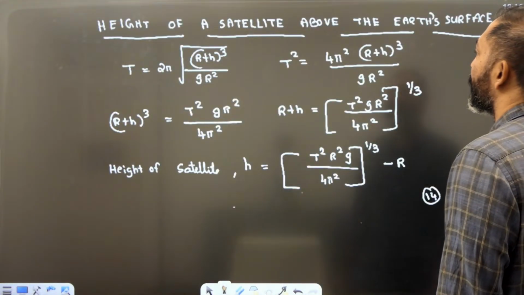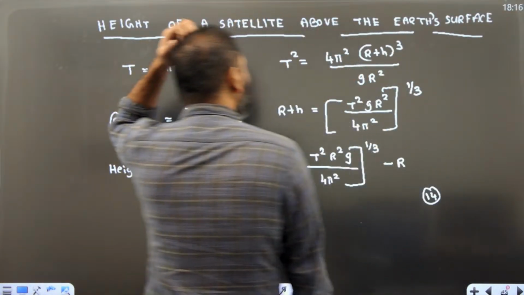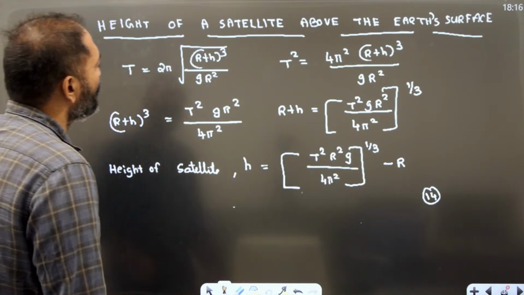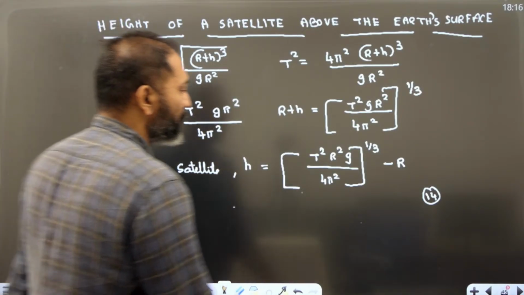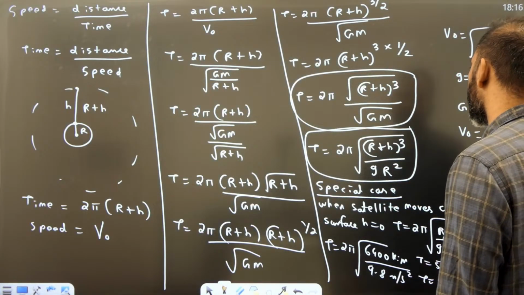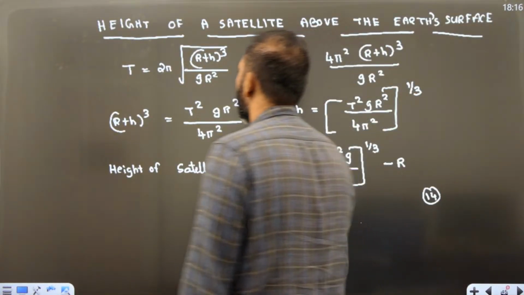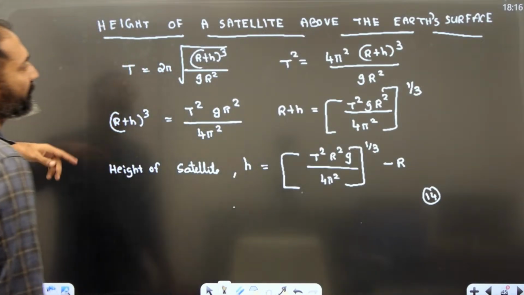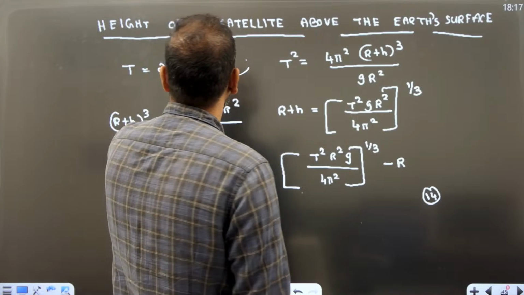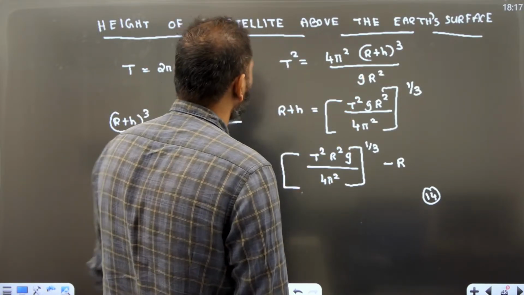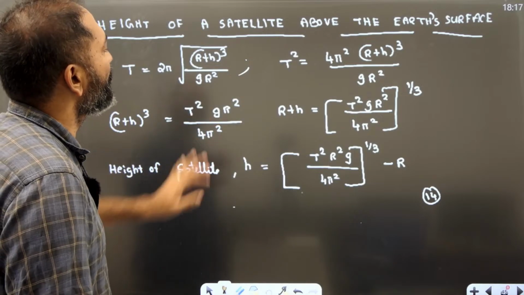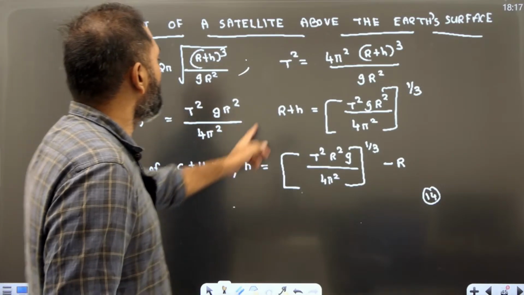Okay, let's continue. Next, height of a satellite above the Earth's surface. What is the equation for time period of a satellite? 2 pi root of (r plus h) whole cube divided by root g r square. Now, if you square this term, T square equals what? 4 pi square (r plus h) whole cube by g r square. So what is (r plus h) whole cube? T square g r square by 4 pi square.